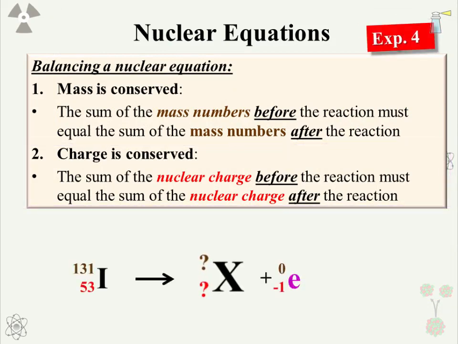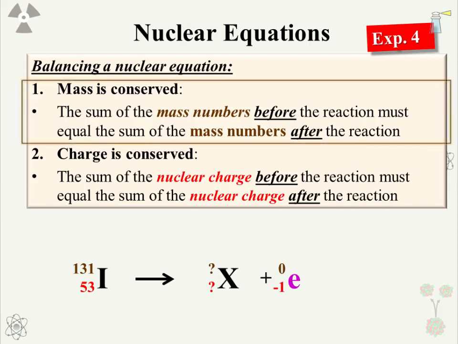In this last example, the daughter atom is not given. We see that iodine 131 has undergone beta decay. It has thrown an electron from its nucleus. To identify the unknown, start by balancing the mass.